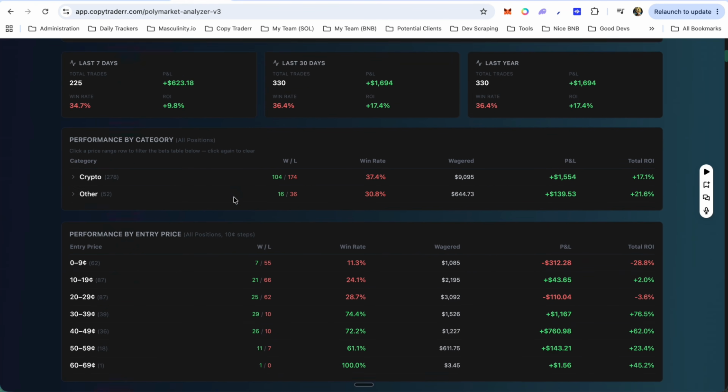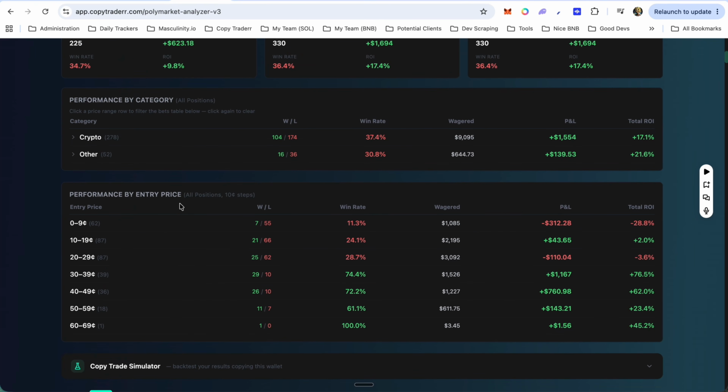But the real way to outperform wallets like this is by coming here to their performance by category and performance by entry price and really narrowing down the trades that we are willing to enter. They do pretty good in both categories that they trade, so there's no action to take there. But if we look at the performance by entry price, we can see that they don't do very good at all with any entries below 30 cents. And their best return on investment is from 30 cents to 49 cents.